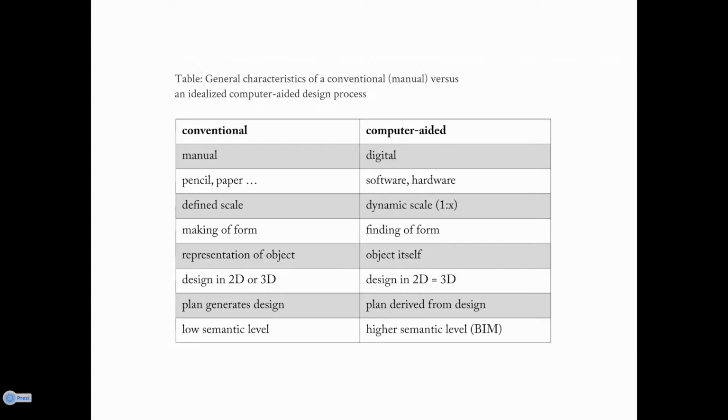Then there is this tendency, or the shift, from making one specific form towards finding a form out of various variations and weighing and choosing the best solution. This also has to do with the fact that when the architect draws on a plan, he basically draws a representation of an object, whereas with particularly building information modeling, an object itself is defined with all its properties. This has the consequence that when using building information modeling or other CAD software, the plan is derived from a model, whereas in a manual design process, the plan is actually the one that generates the design. And this has the implication that building information modeling operates with objects on a higher semantic level compared to, let's say, lines on a piece of paper.